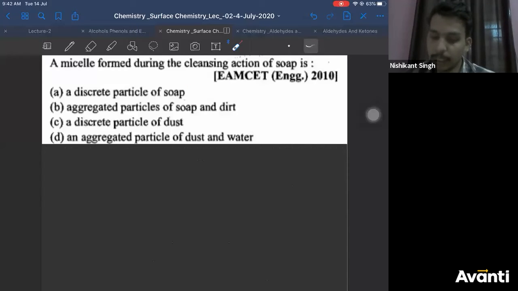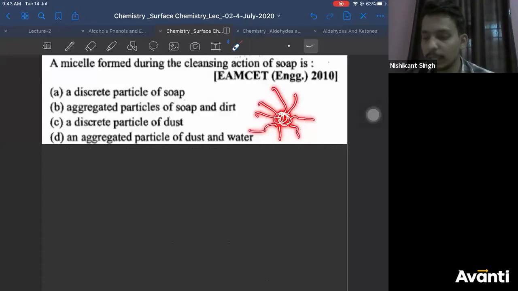Right. A discrete particle of dust. It is also wrong. Dust is not present in discrete units, separate units. An aggregated particle of dust and water. No. It is an aggregated particle of dust and soap. There is a dust, dirt, and there is a soap. It is an aggregation between dirt and soap. So aggregated particles of soap and dirt.